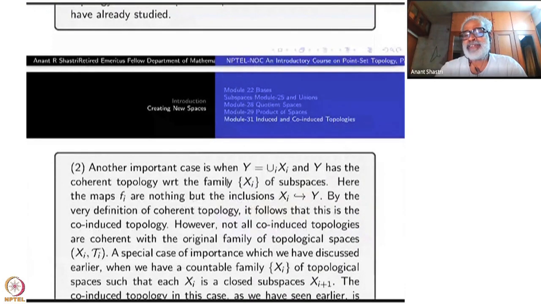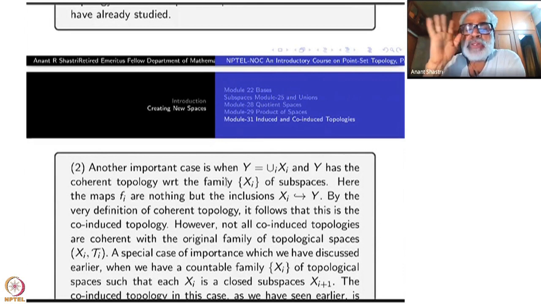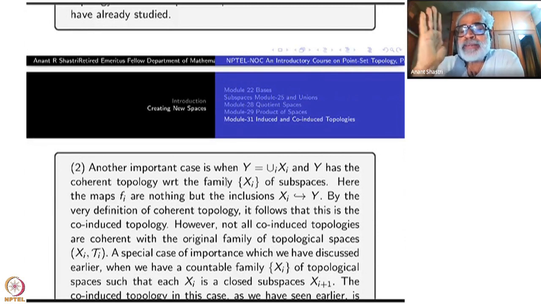Another important case is one that we have studied even before. This is a little more complicated situation now actually. So you have to pay more attention to this one than to the quotient space construction where there is only one function. Take the case wherein y itself is now the union of xi's and y has the coherent topology with respect to the xi's, which are subspaces. Remember the definition of coherent topology. Y has a topology. In that topology, the xi's are subspaces and then it satisfies some condition. So that is the meaning of coherent topology. Remember that. Okay, I want to say that this coherent topology is a special case of this case.